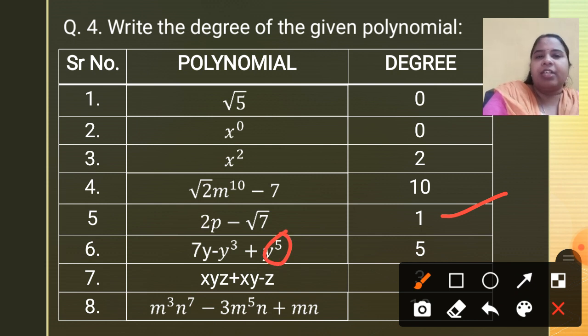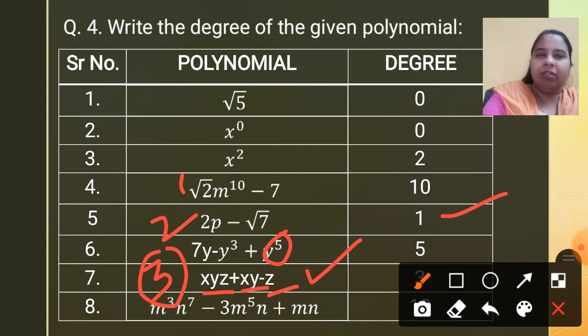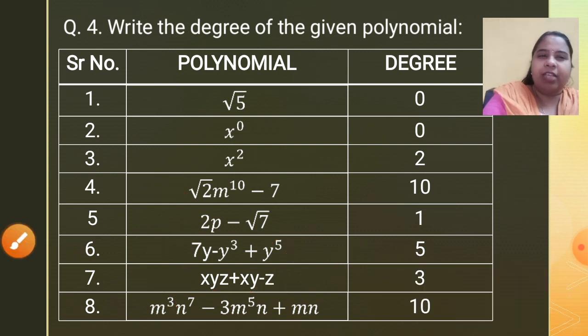Okay, look at the next one. xyz plus xy minus z. Here the second concept is to be used. I have told you how to get the degree when more than one variable is used. You need to add individually the degrees of each term. This is x raised to 1, y raised to 1, z raised to 1. So what is the degree for the first term? 3. What is the degree for the second term? x and y. So degree is 2. And what is the degree for the last term? It is 1. Which is the highest number? 3. So what should be the degree for this case? 3. I hope you are understanding this.